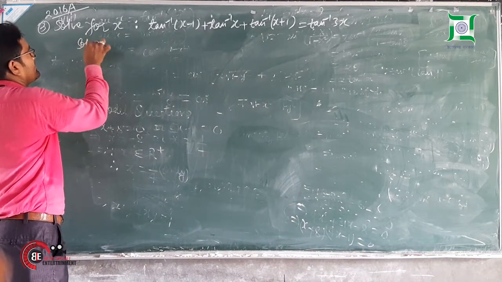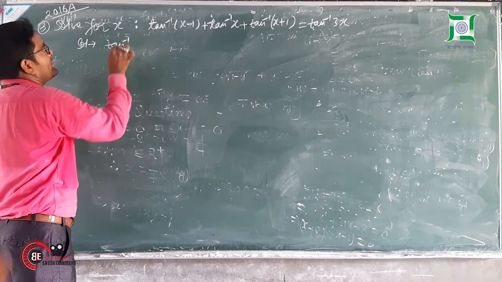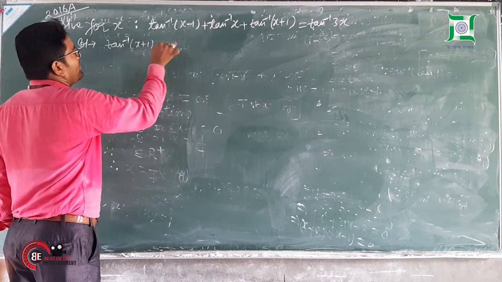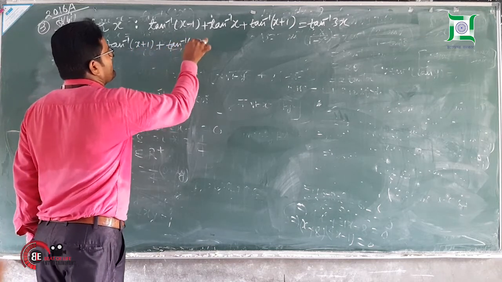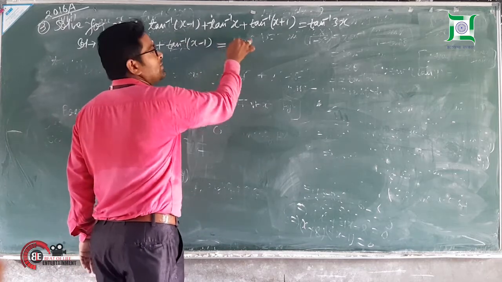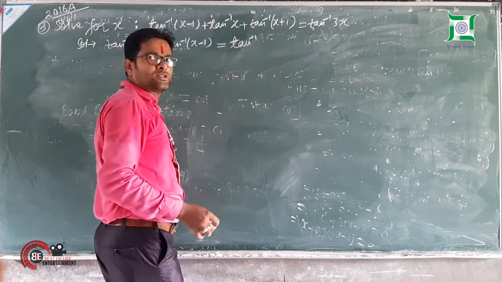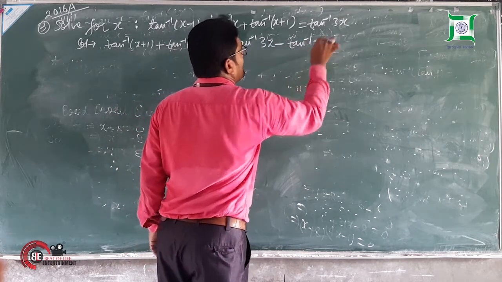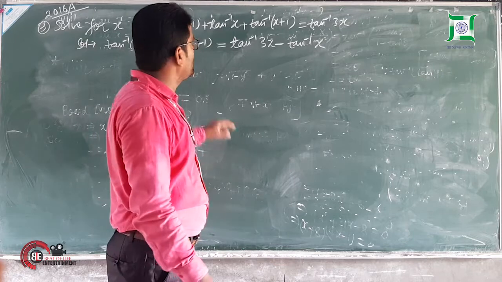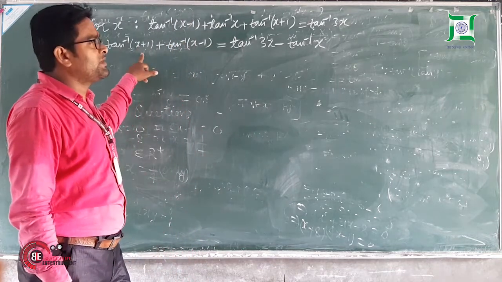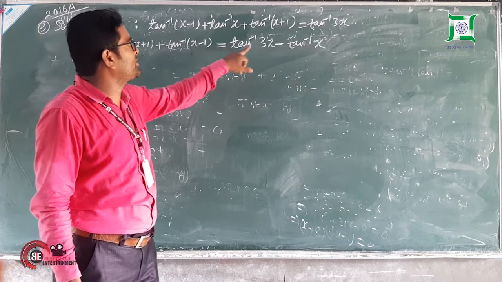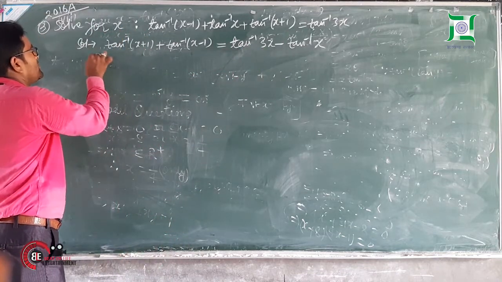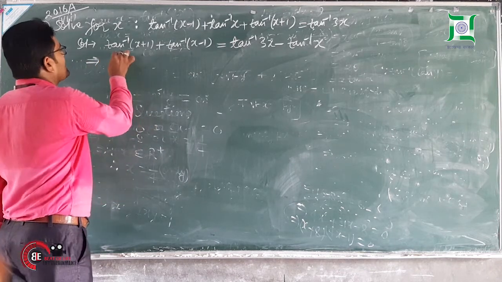Solution is here. Tan inverse of x plus 1 plus tan inverse of x minus 1 is equal to tan inverse of 3x minus tan inverse of x. Now see, tan inverse of x plus 1 plus tan inverse of x minus 1 is equal to tan inverse of 3x minus tan inverse of x. Just do the operation. It is tan inverse.